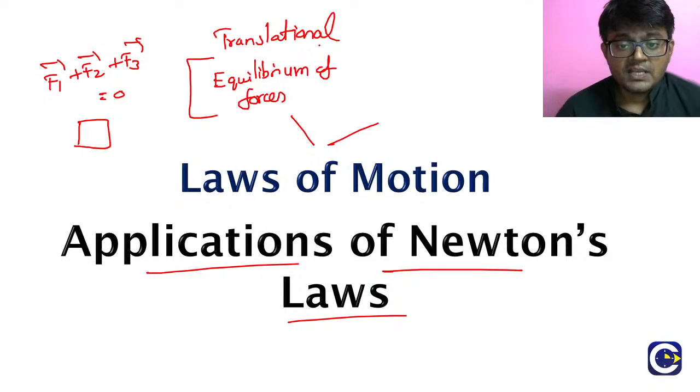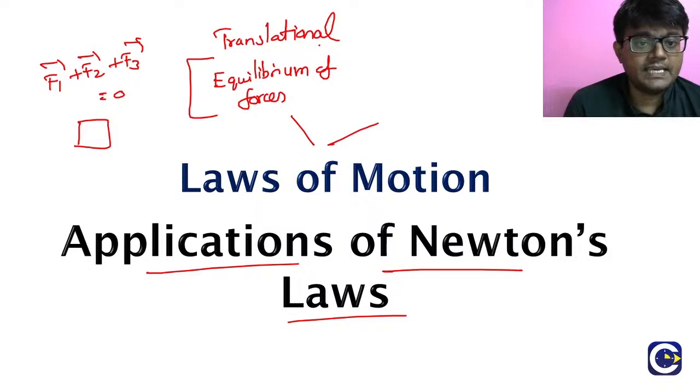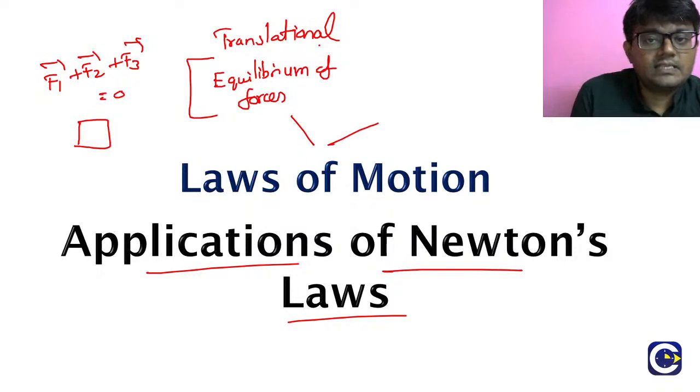There will be one more equilibrium that we will use when we go to the rotational motion chapter. We will talk about it later, but here, if the total value of all the forces acting on the object is adding up to 0, then we say there is translational equilibrium.